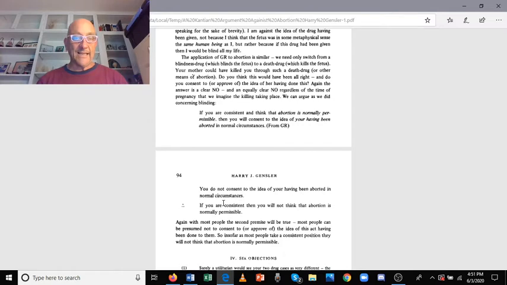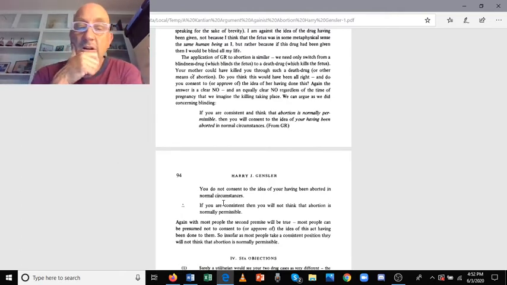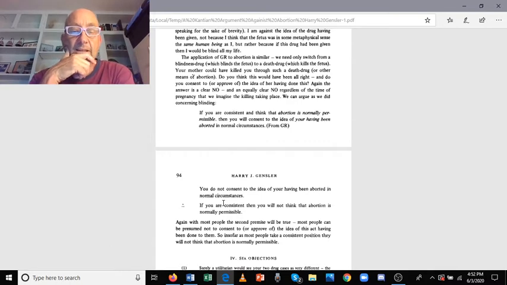Gensler's going to be arguing against that in the following Kantian way. If you're consistent, and think abortion's permissible, as some of you out there have had that position, then you're going to consent that it would be okay to you having been aborted. And he says in normal circumstances, and we'll have to say more about that in a second. Now he thinks, top of 94, you're not going to consent to that, right?